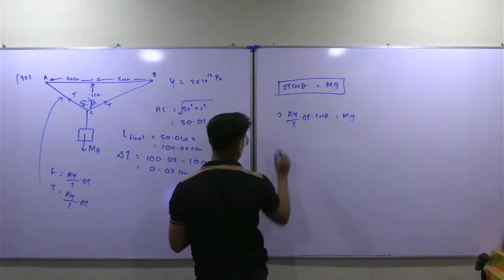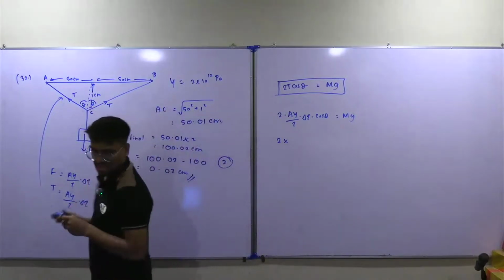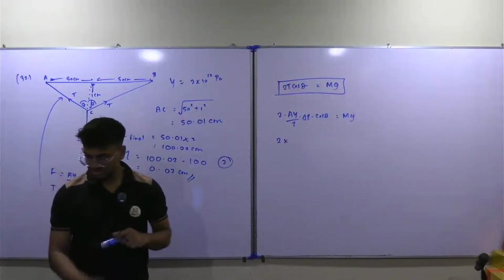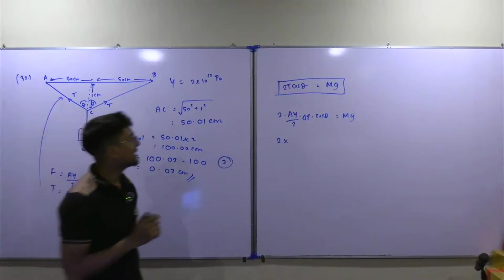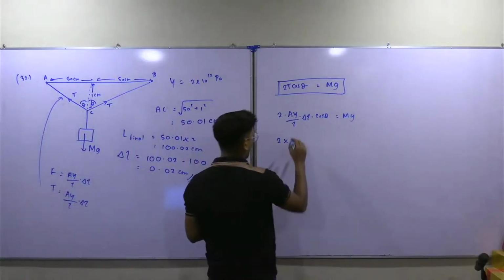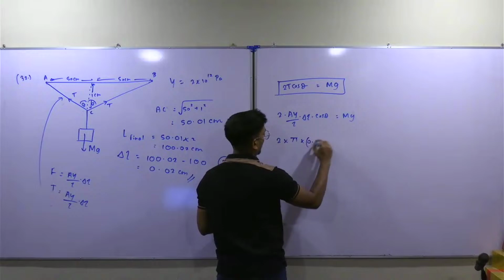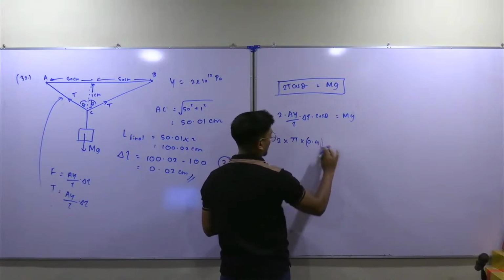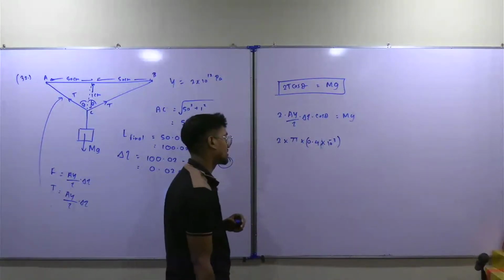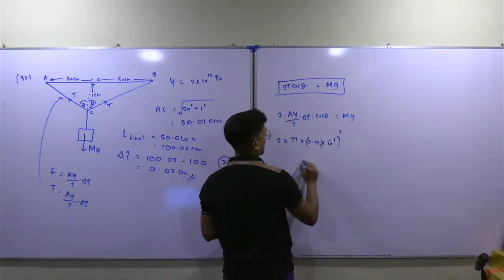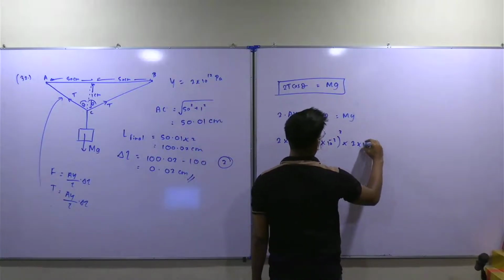So now I'm going to substitute the values. The area of this wire: they have given that the diameter of the wire is 0.8 millimeter. So the area is pi times the radius squared. The radius is 0.4 millimeter. You have to convert it into meters, that is 0.4 into 10 to the power minus 3, squared. Young's modulus is given, that is 2 into 10 to the power 12.